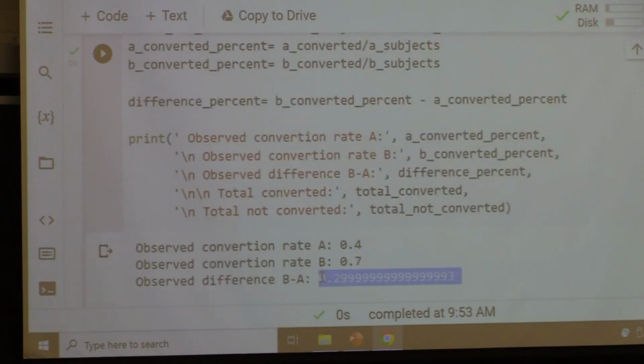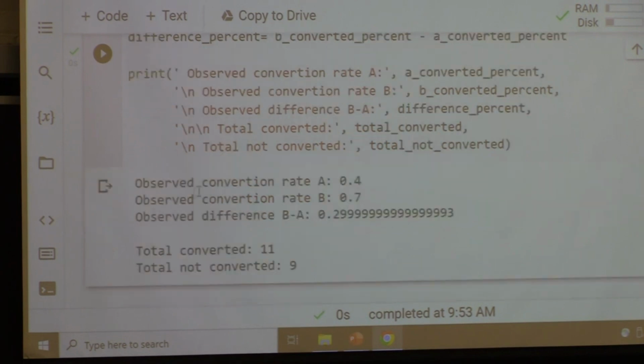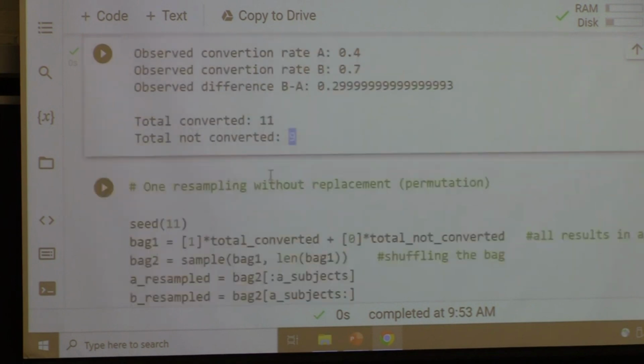And the difference is 30%, but numerically Python shows it to me like this. It doesn't matter. So this is the observed difference. It is 30%. In total, we had 11 people who converted and 9 people who did not convert. So now I'm going to just put these 9 and 11 in a bag, and resample without replacement from that bag. I'm going to resample 10 and call that pretend group A, and the other 10 will be pretend group B. And I just do this resampling many times.